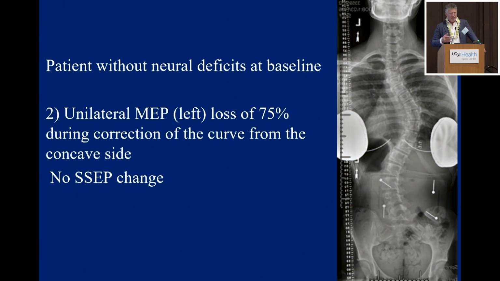Well, what about in this scenario? And Steve Lewis has done a lot of work on the different types or different patterns of neural loss. So now imagine that there is no baseline neural deficit, but during the correction, on the concave side of the curve, there is unilateral left-sided loss, about 75%, with no SSEP changes.